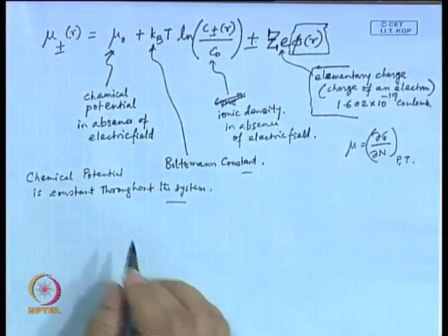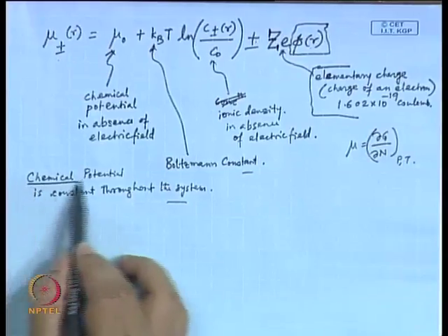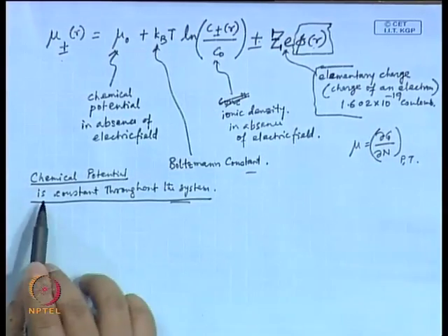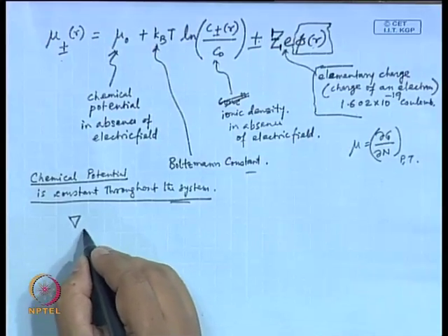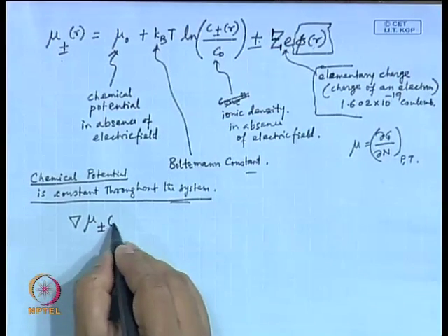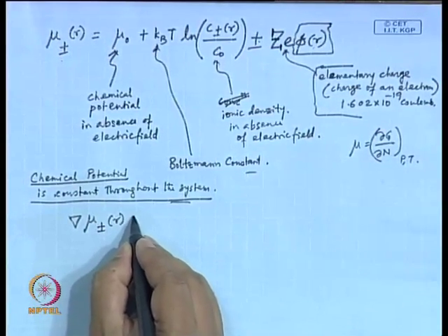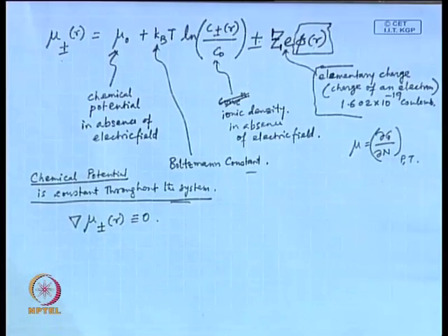Now, since I said that chemical potential is constant throughout the system, this you have to honor. So, what you have to write is the gradient of mu plus minus of r, this has to be equal to 0.